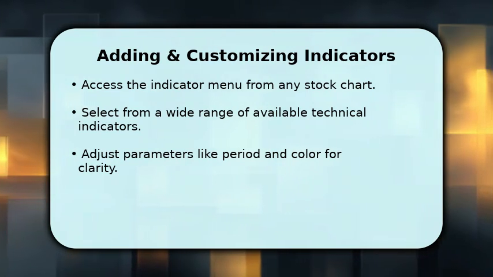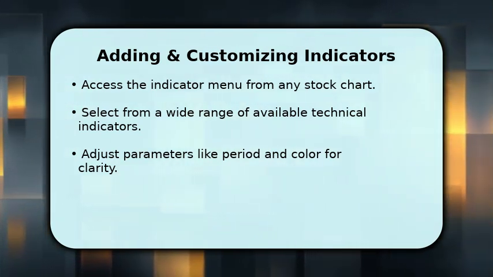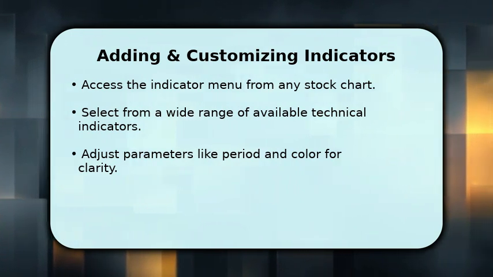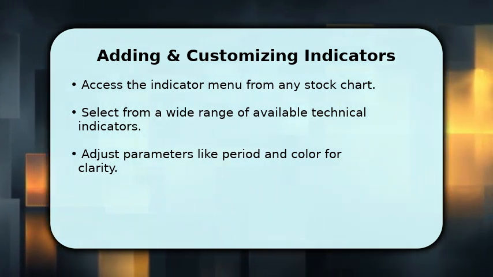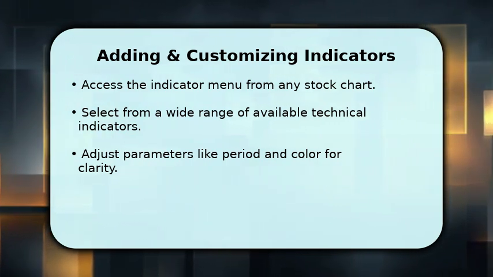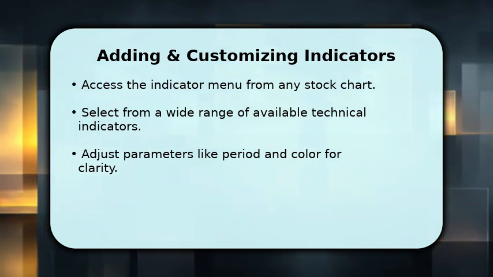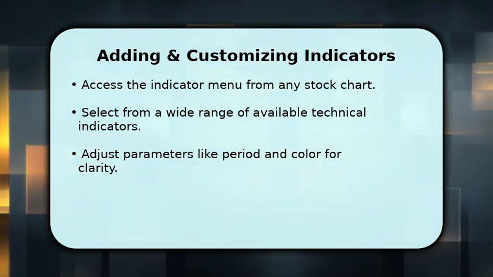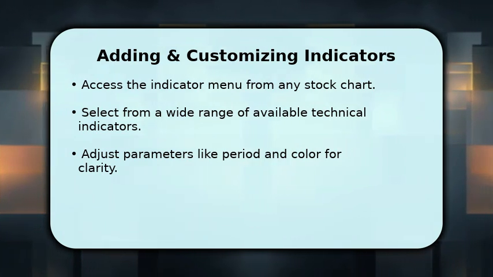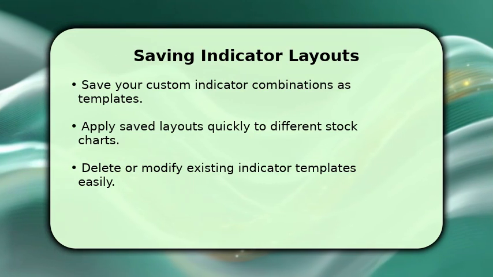Once the indicator menu is open, you'll see a list of popular options like moving averages, RSI, and MACD. Simply tap on an indicator to add it to your chart. To customize, tap the gear icon next to its name. Here, you can change settings such as the period, source, and even the color of the lines, making your chart easier to read. Webull allows you to save your favorite indicator setups as templates.